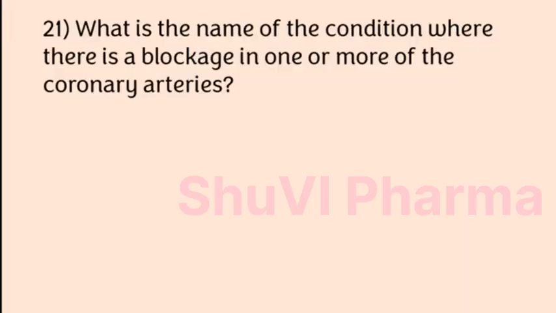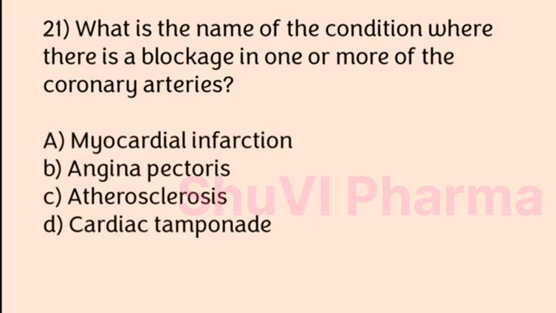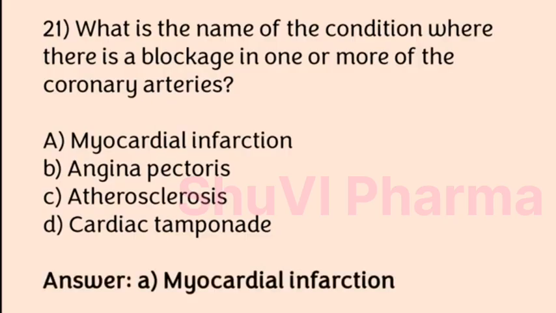What is the name of the condition where there is a blockage in one or more of the coronary arteries? Myocardial infarction, angina pectoris, atherosclerosis, cardiac tamponade. The correct answer is option A. Myocardial infarction.